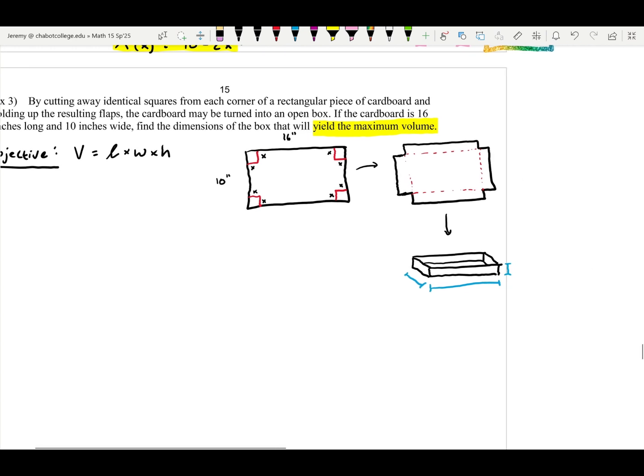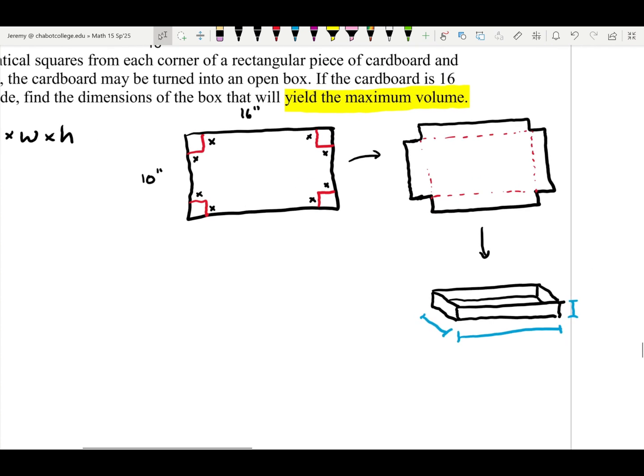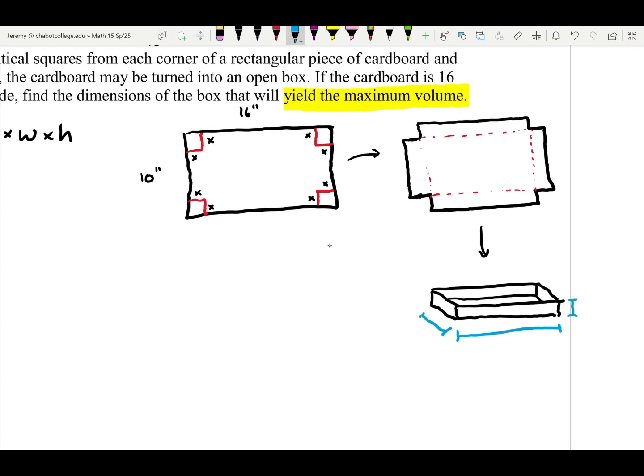Well, I think the first one that comes to mind is the height. Because remember, this height right here is going to be the same as this measurement, right? The size of that cutout, which we know is just x. So the dimension height is just going to be x.